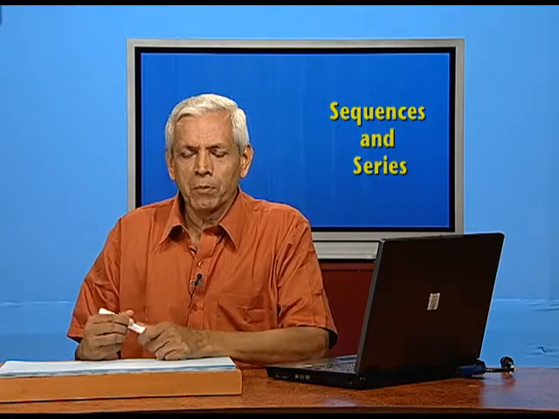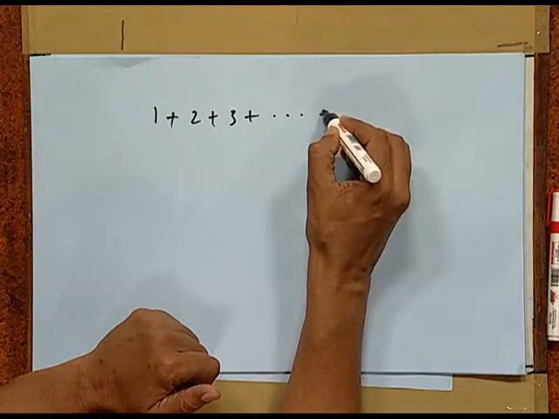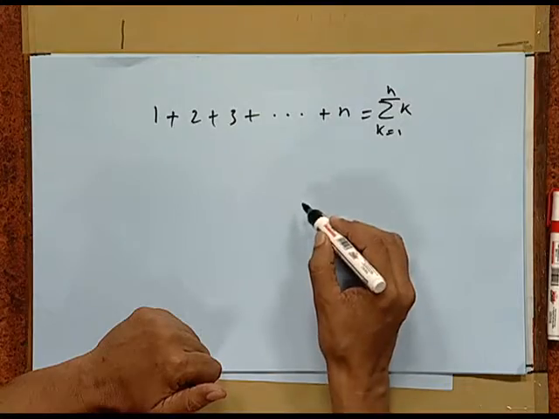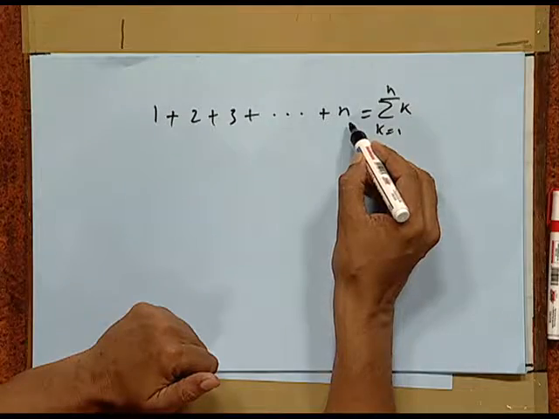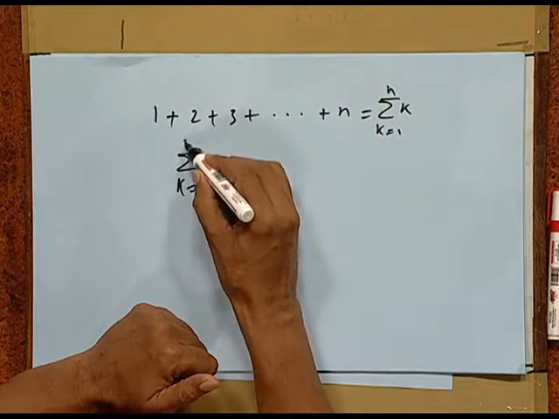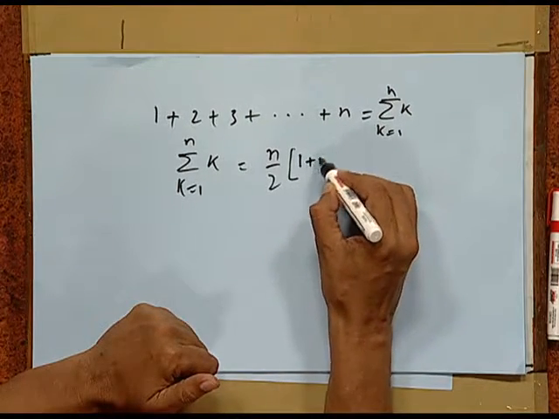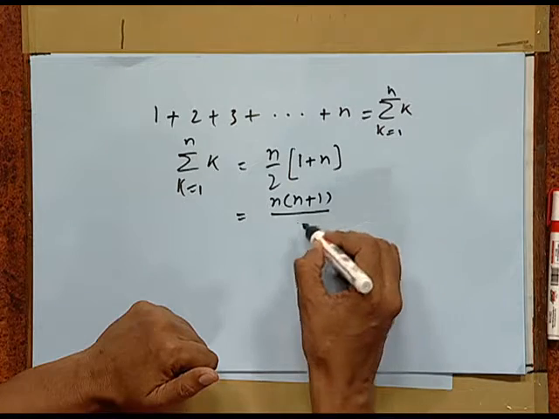Suppose we have to find the sum of 1 plus 2 plus 3 up to n. We can write this as sigma k, k is 1 to n. Clearly this is an AP only. So, first term is 1, last term is n. So, the sum will be n by 2 times first term plus last term, that is n times n plus 1 by 2.